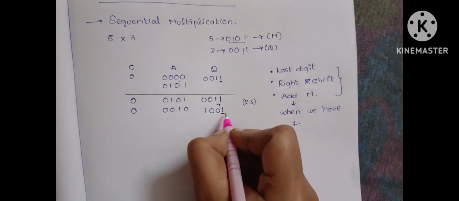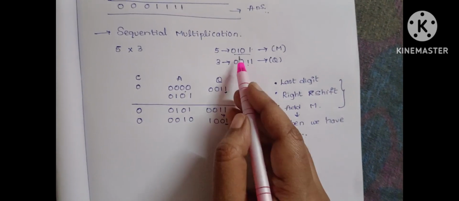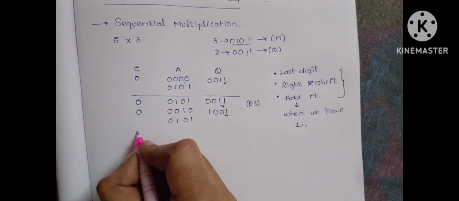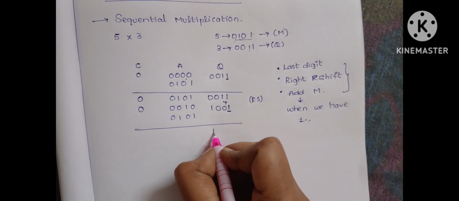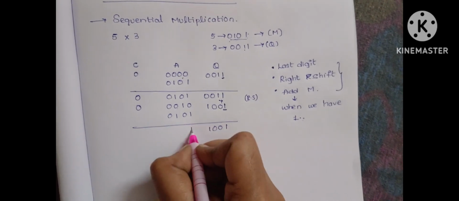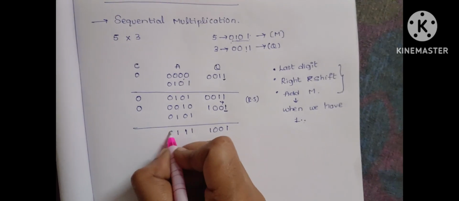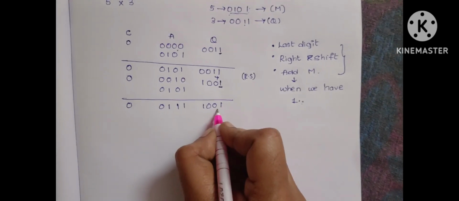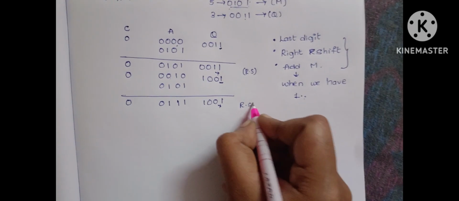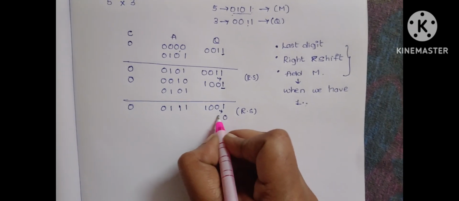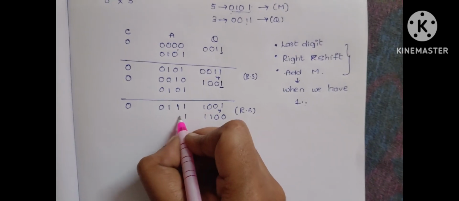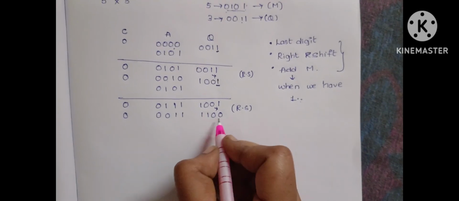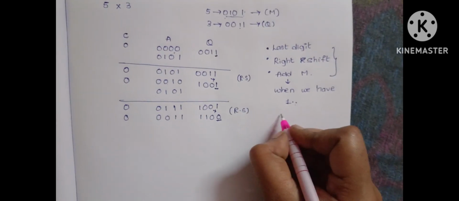So after doing right shift, the last digit is 1. When we have 1, we will add M to A. So now adding 5 to A again, that is 0 1 0 1. Q remains same, it will not change. When we add A, at the last bit if we get carry, we will write it in C. There is no carry, so we will write 0. So C also remains same. Now again we will do right shift after adding. That is 0 0 1 1 0 0 0. C remains same. Now after right shifting, the last bit is 0.